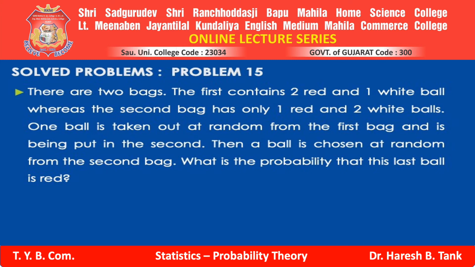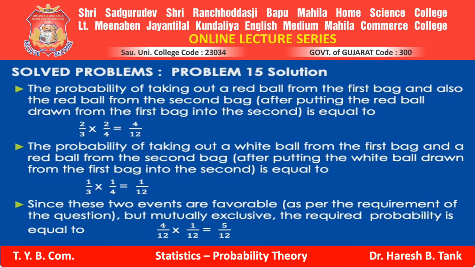Let us see. The probability of taking out a red ball from the first bag and also a red ball from the second bag, after putting the red ball drawn from the first bag into the second, is equal to 2 by 3 multiplied by 2 by 4, which is equal to 4 by 12. This is one of the options.